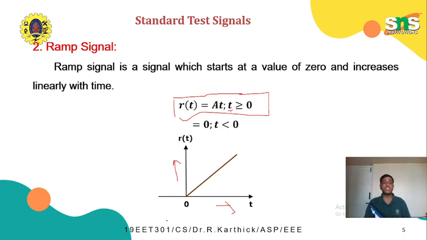Such a signal represents the velocity input to the system, wherein the signal's value starts at 0 and increases linearly with time. And again here we have a special case: when a is equal to 1, you call this a unit ramp signal.